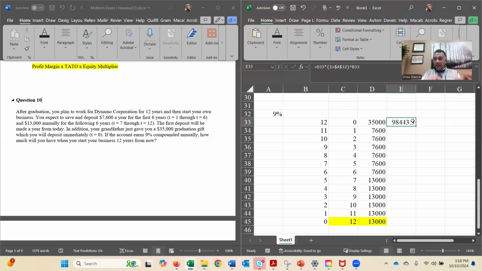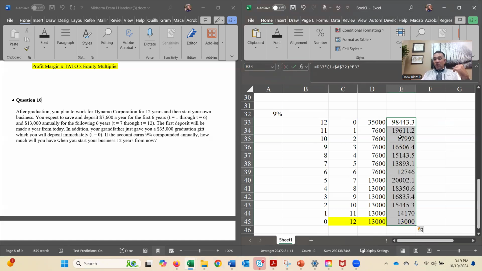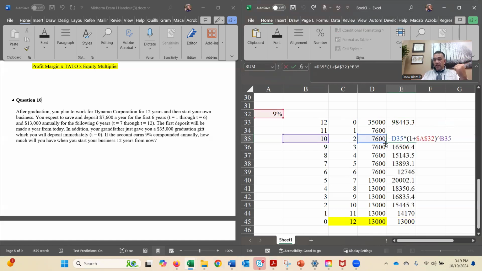35,000 is 98,443 in 12 years. Well, I want to find out, I'm going to highlight all those, go down, hit Control D. I want to find out what is 7,600 for 11 years. So I'm going to select that. Yep, done correctly. 7,600 times 1.09 to the 10th power. What that's going to be worth in 10 years from now. What's the next one to be? 9, 8, 7, 6, 5, 4, 3, 1. And the 13,000 that they give you in year 12 is worth 13,000. There's no compounding. So here's all the future values.